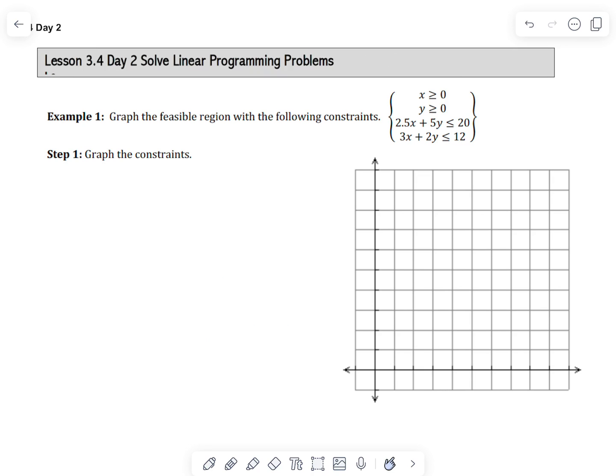So the first constraint brings that to a positive x, and the second constraint brings it to a positive y. So that brings that to that first quadrant. We do need to convert the second two inequalities either to slope-intercept form or find the x-intercepts and y-intercepts. So I'm going to start with this one right here. I'm going to change that to an equation.